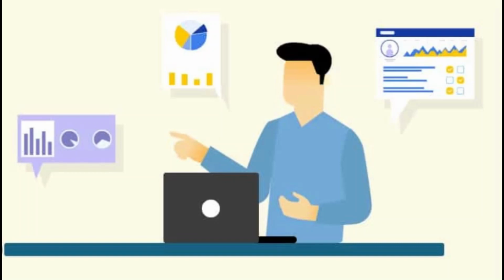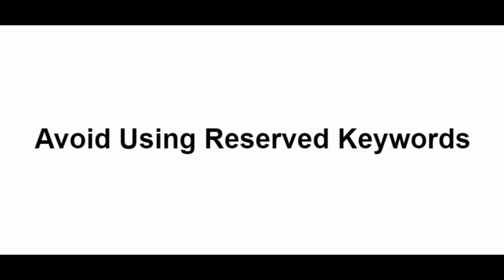Here are some tips to prevent class obfuscation. The very first one is use descriptive class names. You should use meaningful and descriptive names for your classes and avoid the names that are difficult to understand. The second one is avoid using reserved keywords. You should avoid using reserved keywords in your class names as they might be replaced with obfuscated names.